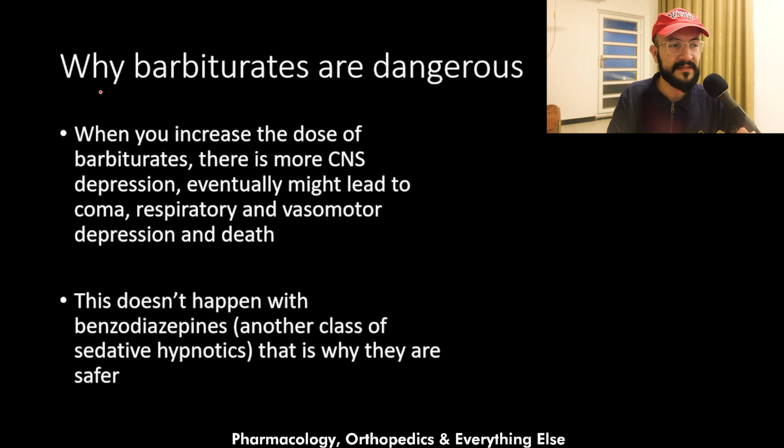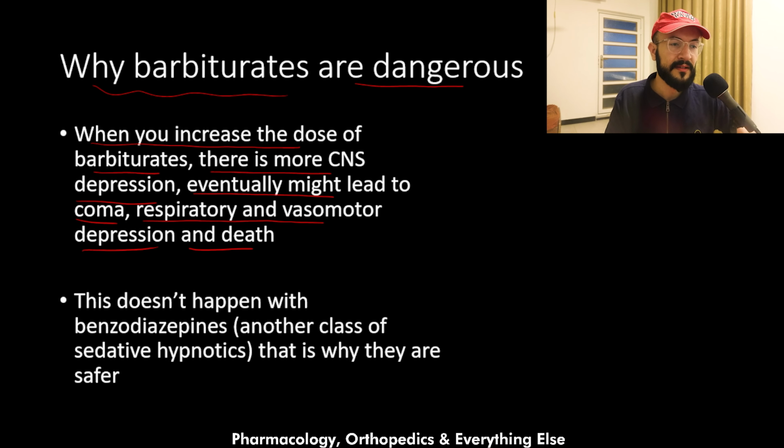Now, why are the barbiturates dangerous drugs? When we increase the dose of the barbiturates, there is more CNS depression, which eventually might lead to coma, as we mentioned. So when we increase the dose, first we get anxiolytic effects, then we get sedative effect, then hypnotic effect, and then we get general anesthesia and coma. And if we keep increasing the dose, this might lead to respiratory and vasomotor depression and death. And it is better to explain it like that.